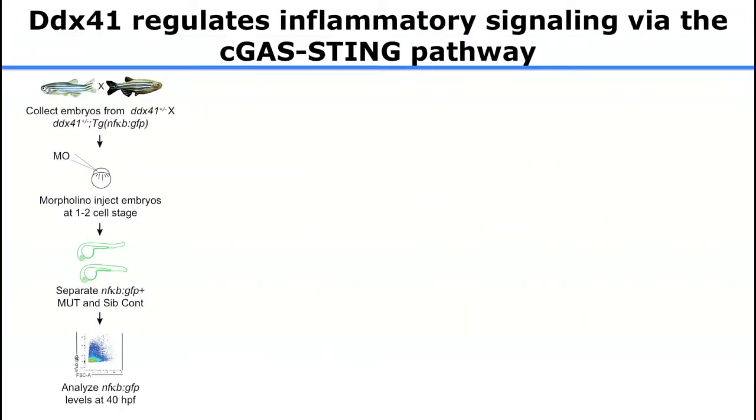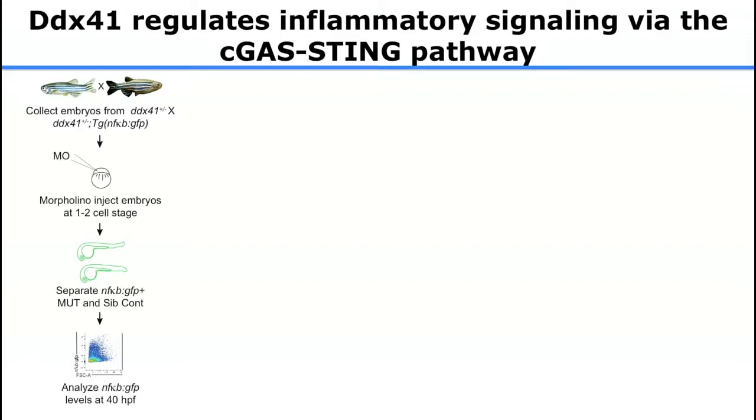So we wanted to know if this was functionally important, and so I outlined that pathway to you. So we decided to see if this NF-kappa B response was indeed a cGAS and STING mediated NF-kappa B response. Is it because of the nucleic acid sensing pathway? So we used antisense oligonucleotides called morpholinos that are commonly used in fish to knock down components of the pathway.